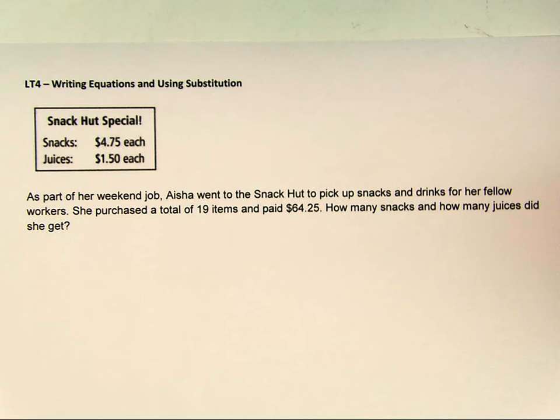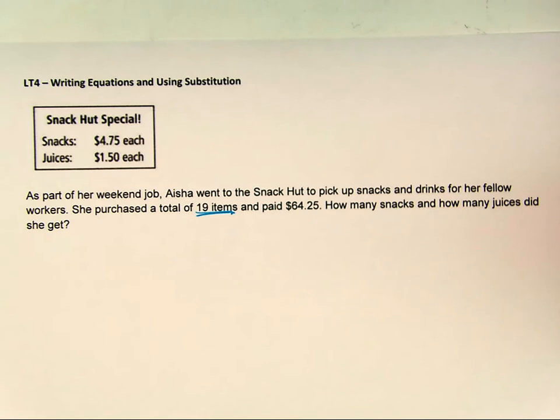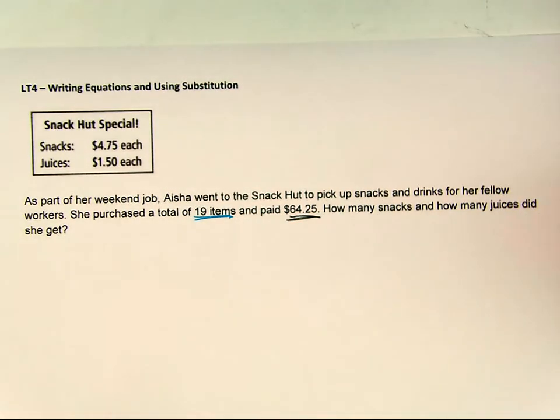So what's really important when you solve systems is to understand that there's going to be two different equations representing two different things. Our first equation is going to represent the items. And our second equation is going to represent the money, how much she paid. And we're not going to mix those two.